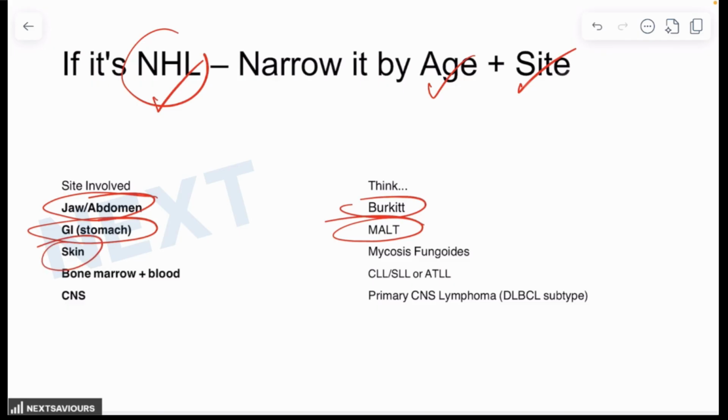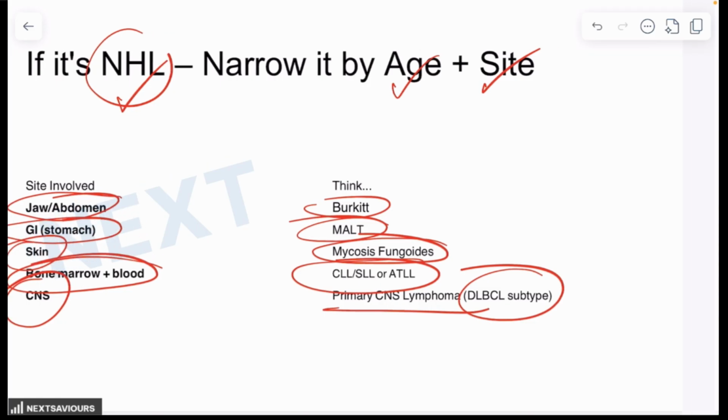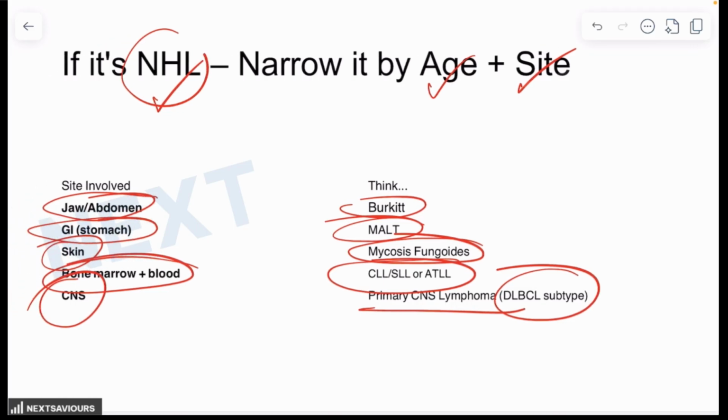If there is involvement of the skin, you already know it could be Sézary, that is mycosis fungoides. The bone marrow and the blood involvement is seen in case of chronic lymphocytic leukemia, small lymphocytic lymphoma, or in case of adult T cell leukemia or lymphoma. When there is an involvement of the CNS, it is primary CNS lymphoma, which is a subtype of diffuse large B cell lymphoma. So that was the first part of our discussion. That means you have to categorize whether the patient is suffering from Hodgkin's or non-Hodgkin's lymphoma, if it is required in your question.